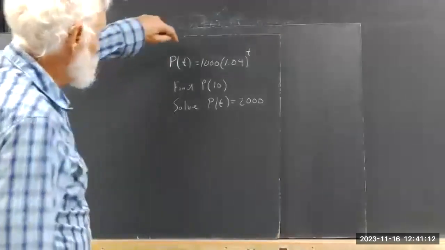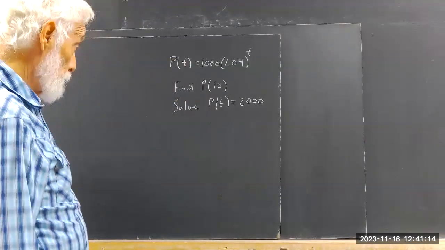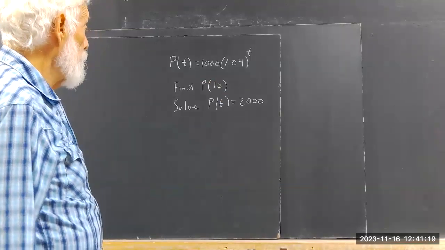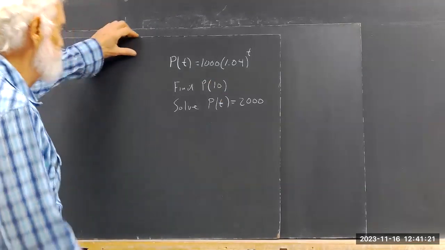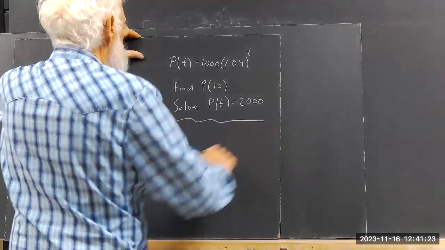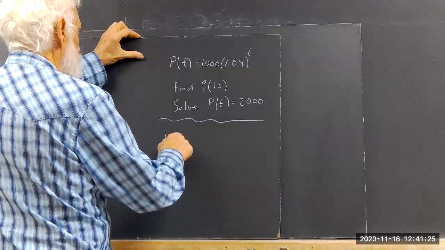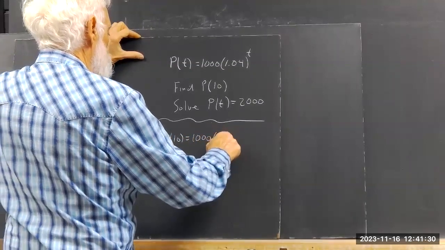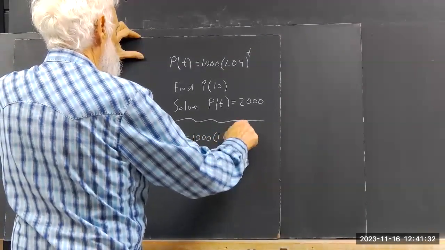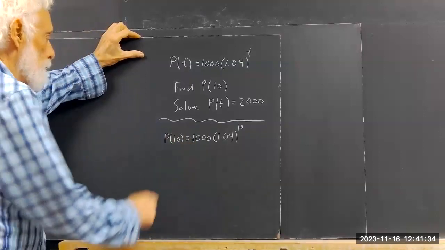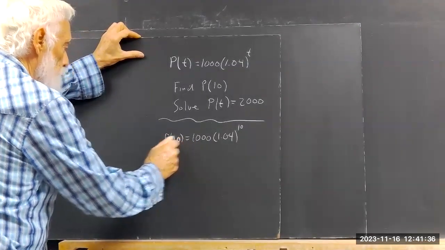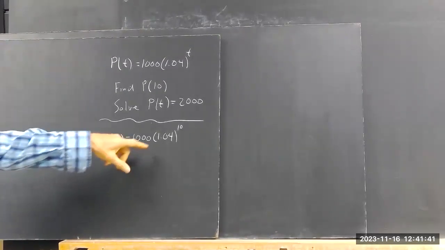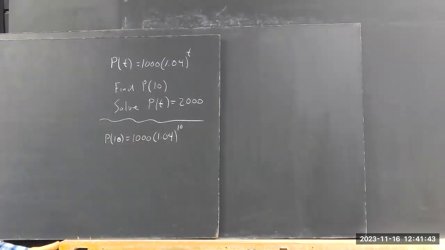So P of t is 1,000 times 1.04 to the t. We want to find P of 10. Okay. P of 10 is 1,000 times 1.04 to the 10th.